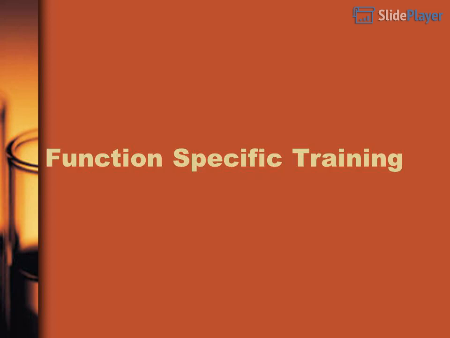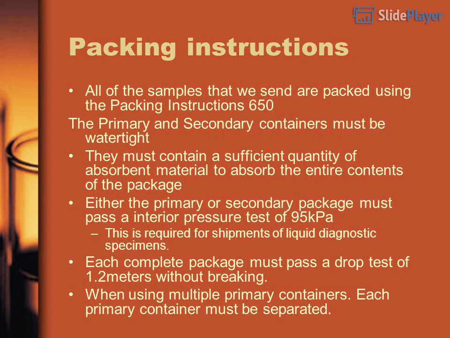Function-specific training. Packing instructions. All of the samples that we send are packed using Packing Instruction 650. The primary and secondary containers must be watertight. They must contain a sufficient quantity of absorbent material to absorb the entire contents of the package. Either the primary or secondary package must pass an interior pressure test of 95 kilopascals. This is required for shipments of liquid diagnostic specimens.